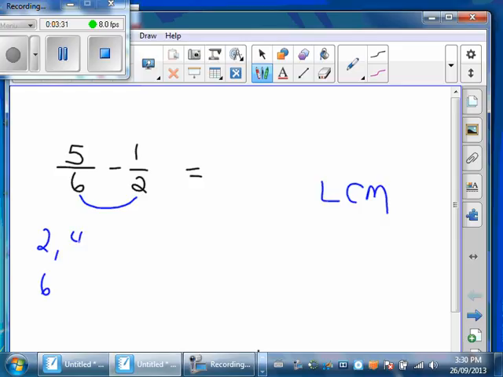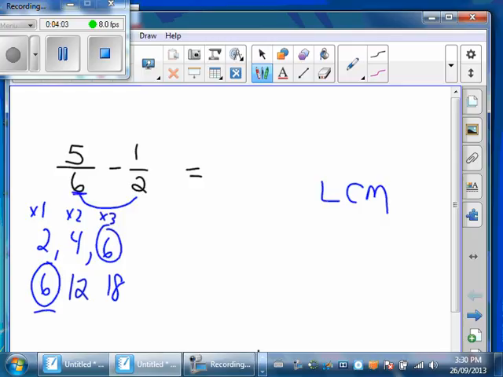So we have 2, 4, 6. Well, hang on a sec. I've got 6 here, and I've already got 6 here. And believe it or not, 6 is a multiple of 6, because 6 is 6 times 1. 6 times 2, 6 times 3, in which case you would have 12 and 18. Well, we can see clearly that 6 is the lowest common multiple. So we don't have to change this one at all. We can just leave it as is.